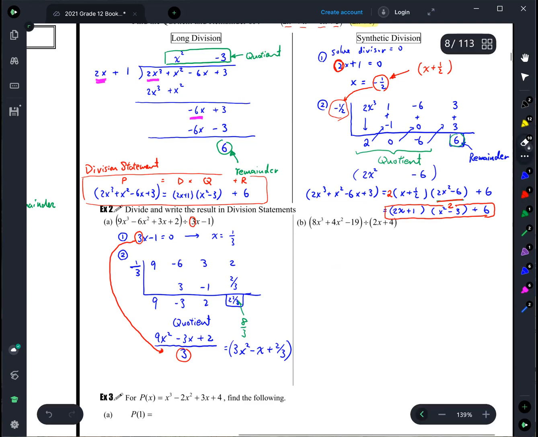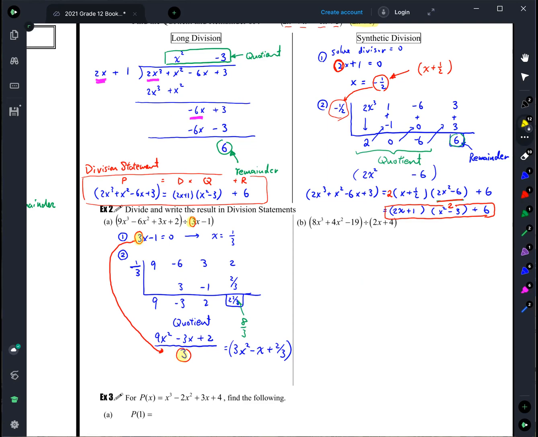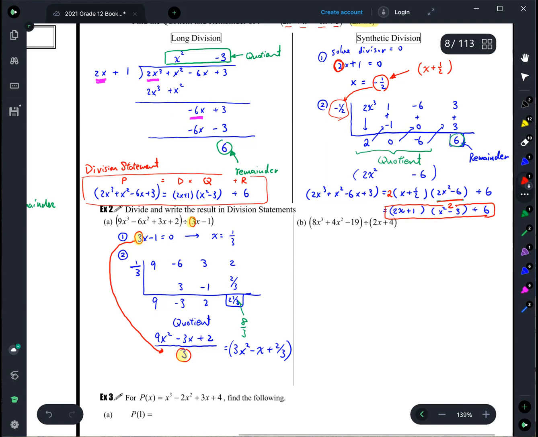So I hope that clears up. So the 3 in front of the x tells you at the end your quotient needs to be divided by 3. Please remember that. Very, very important. I'll just put a star.